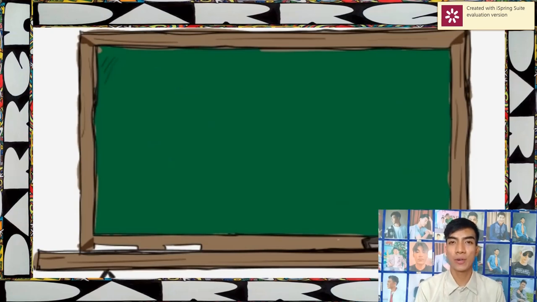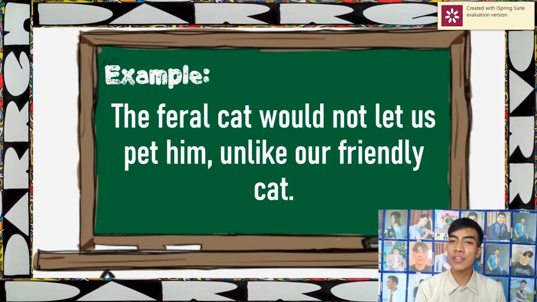Let's have another one. The feral cat could not let us pet him, unlike our friendly cat. The unfamiliar term here is the word feral. The term unlike signifies opposition. So, feral cat is opposite to friendly cat. Thus, feral could mean wild or savage. That's our third context clue type, which is by the use of antonyms.